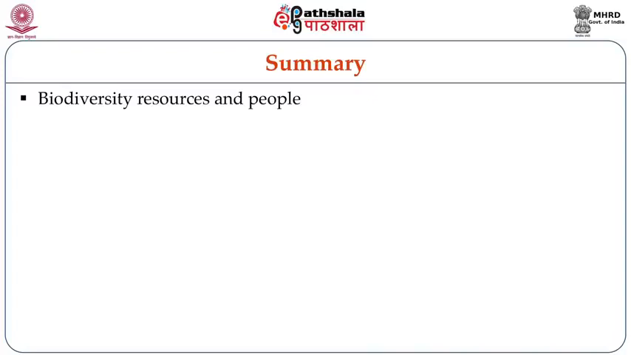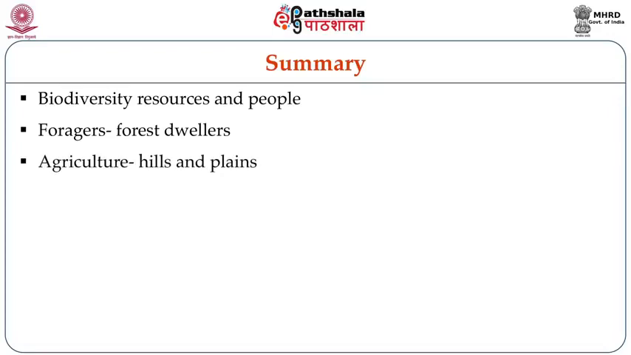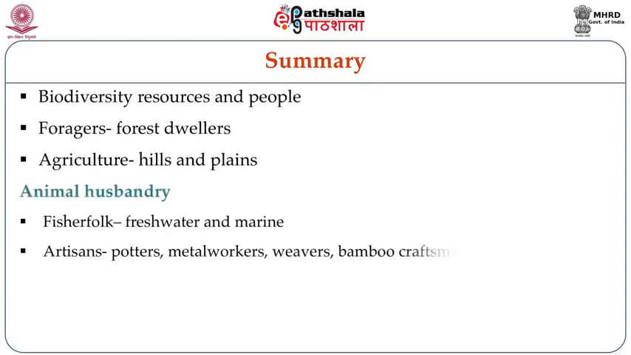In summary, we have tried to understand this enormous diversity in this small lecture. And this is also about how biodiversity is used by local people. So it's about how foragers have traditionally hunted, how they have traditionally gathered plants, both medicinal plants and plants for food. It's about agriculture. It's about the hills and plains people, which we'll talk about in other sessions. It's about fisher folk. And it is about the artisans, the potters, the metal workers, the weavers, the bamboo craftsmen.